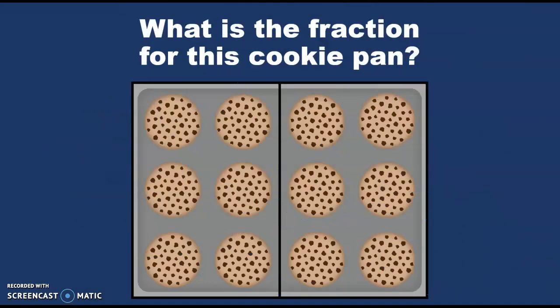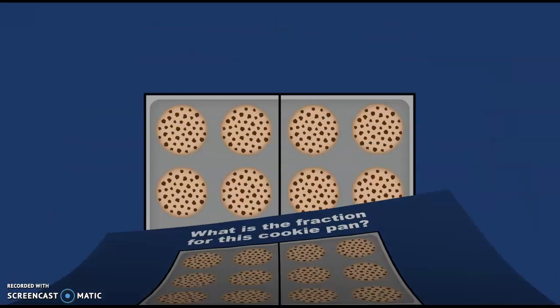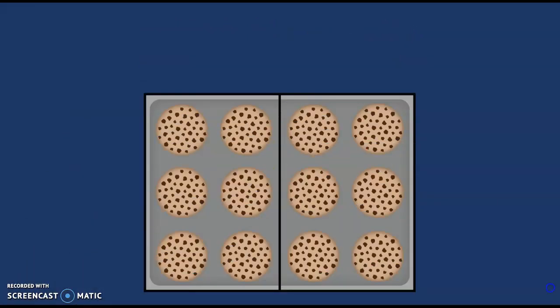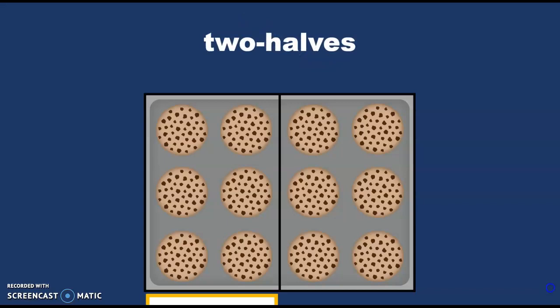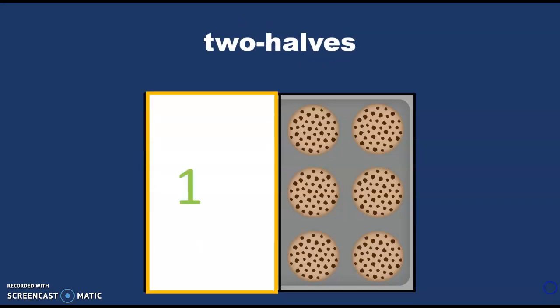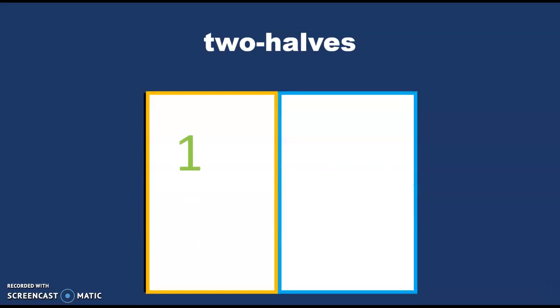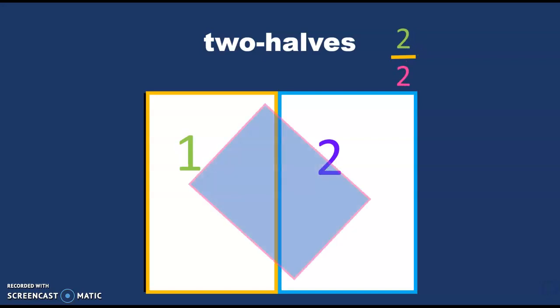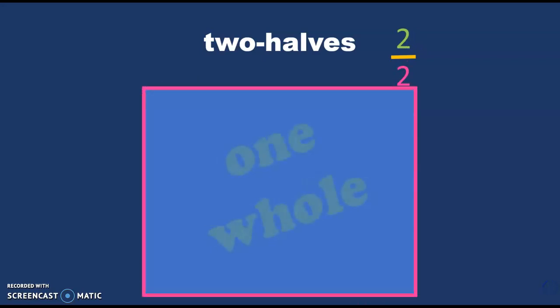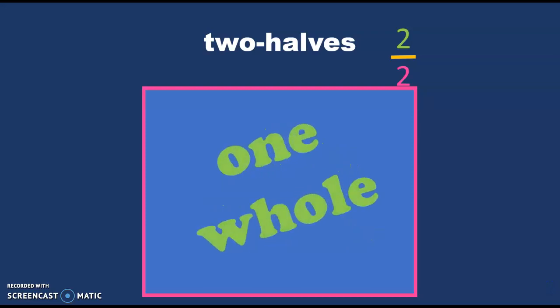What is the fraction for this cookie pan? 2/2. 1/2. 2/2. 2 halves. We could also say 1 whole.